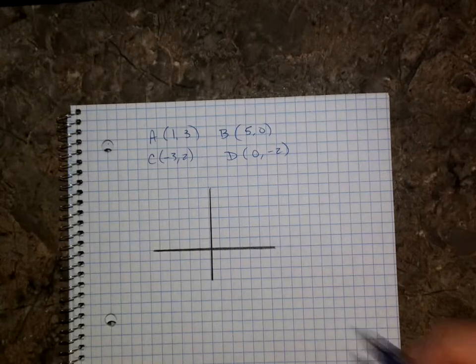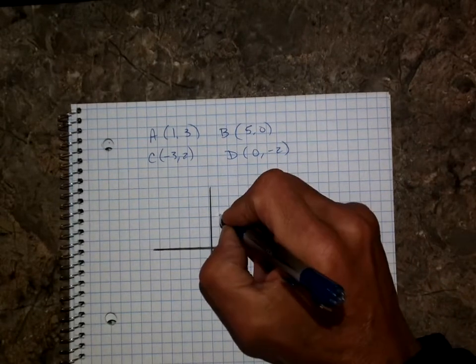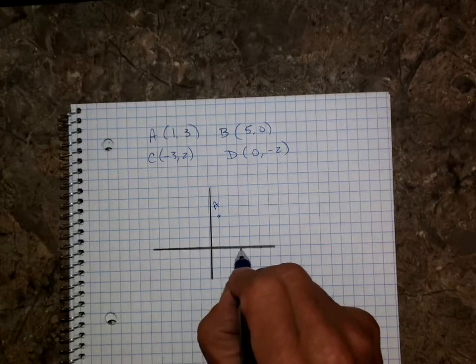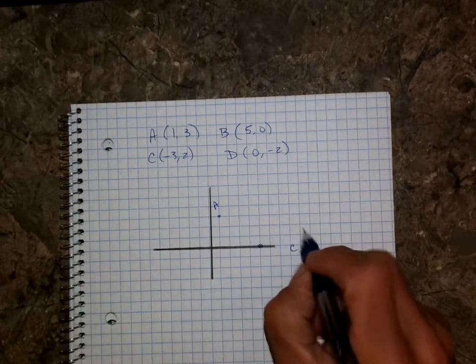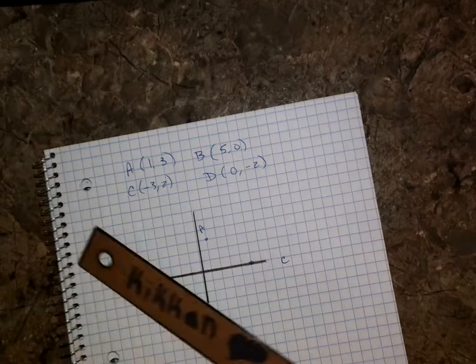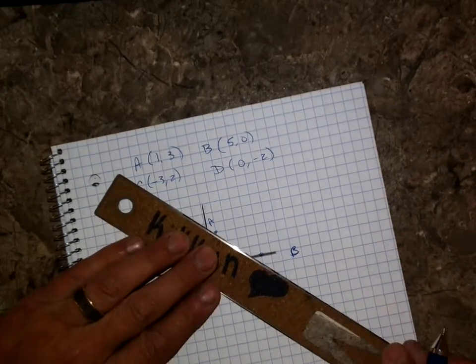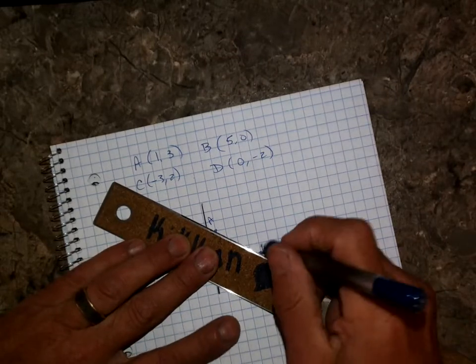Okay, A is 1, 3. B is 5, 0, 1, 2, 3, 4, 5. There's B. I'm going to draw in my line segment. Okay, there you go.